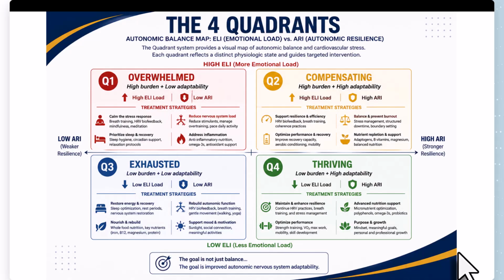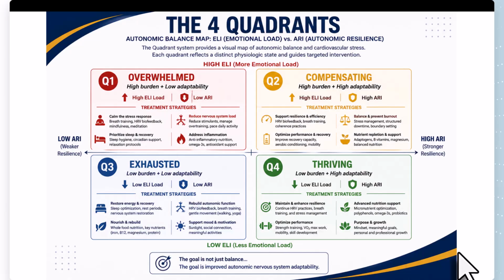You can get them to meditate and get them to sleep. If I have trouble getting them to sleep, what am I going to use? I'm going to use the neurovisor, and that's going to start to train that so we can improve their circadian rhythm, right? It has here reduce nervous system load, reduce stimulants, manage overtraining, pace daily activity, so they're not pushing and doing too much. Address inflammation and nutrition, antioxidants.